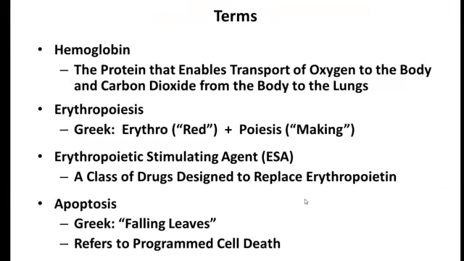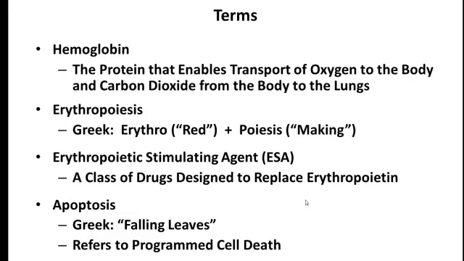Some terms that I'm going to be using. Hemoglobin is a protein that enables the transport of oxygen to the body and carbon dioxide from the body to the lungs. Erythropoiesis is interesting. It comes from the Greek term erythro, meaning red, plus poiesis, making. So erythropoiesis is the red making, the creation of red blood cells.